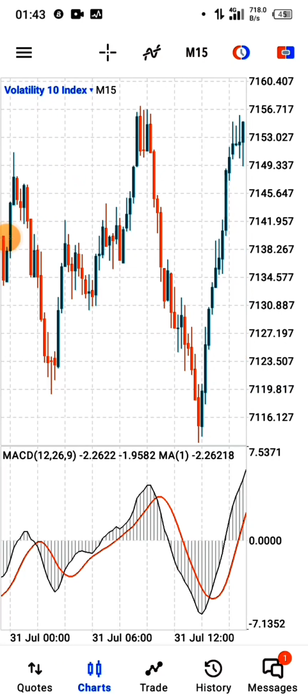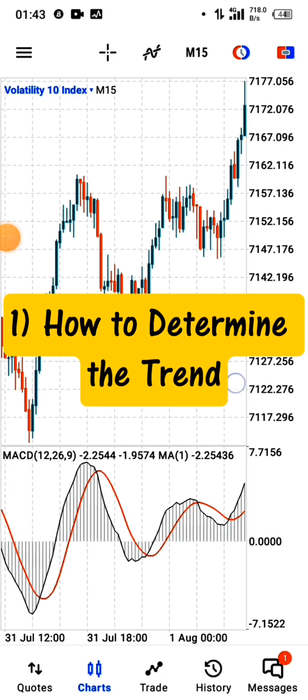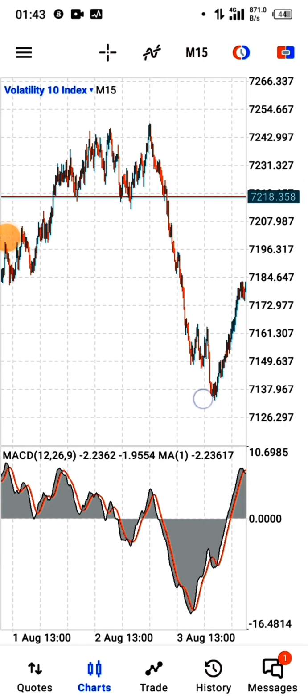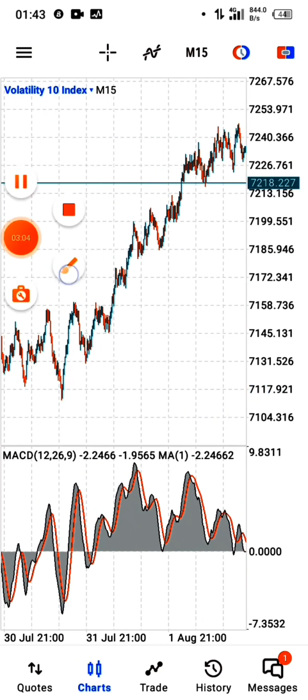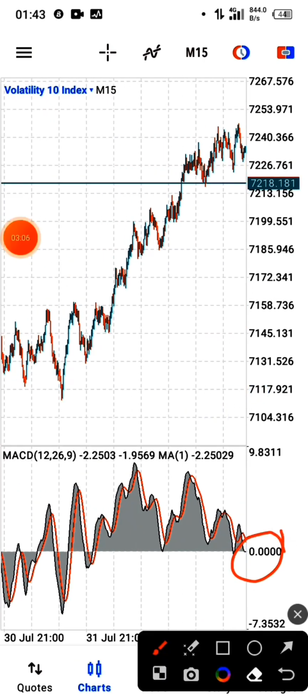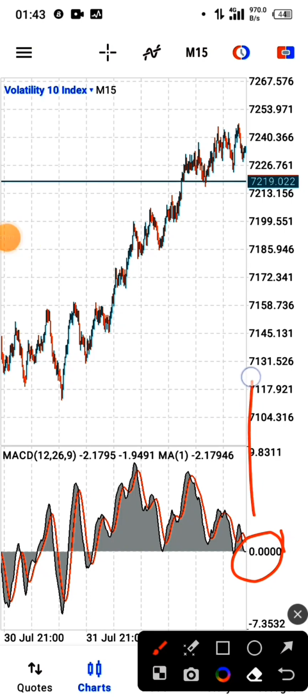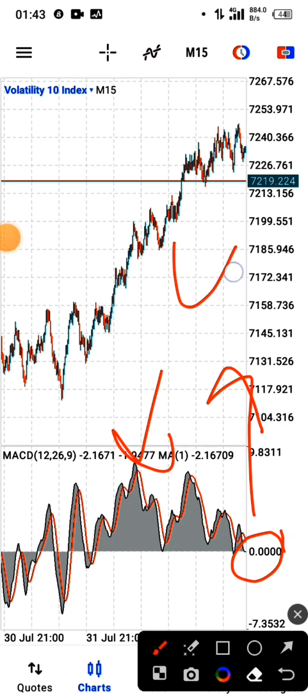Now that we've set everything up, how do we determine the trend using this indicator? We're going to be taking note of this 0 level over here. That's what I want you to notice first. How do you determine if the trend is in an uptrend, a downtrend, or if it's consolidating?